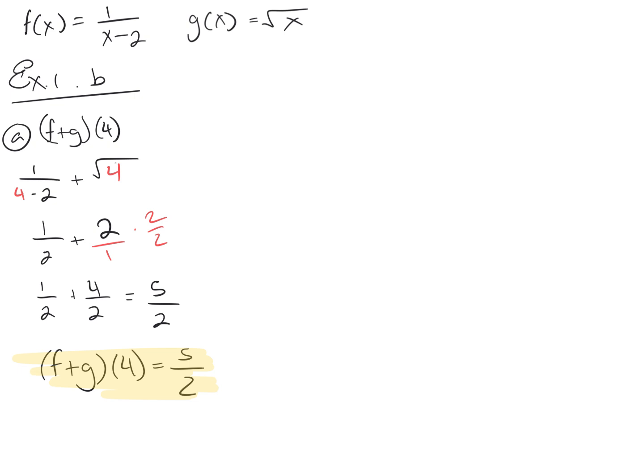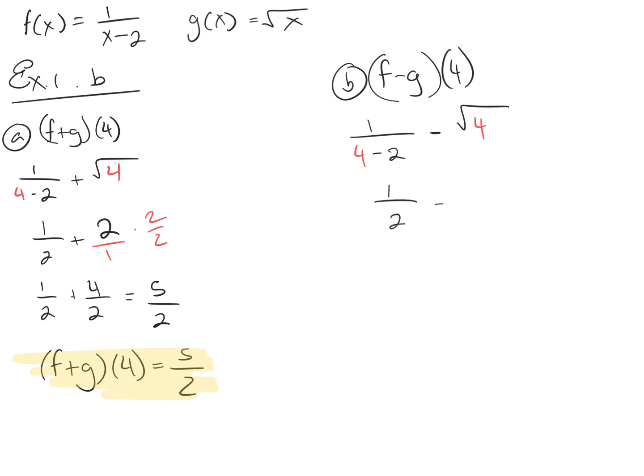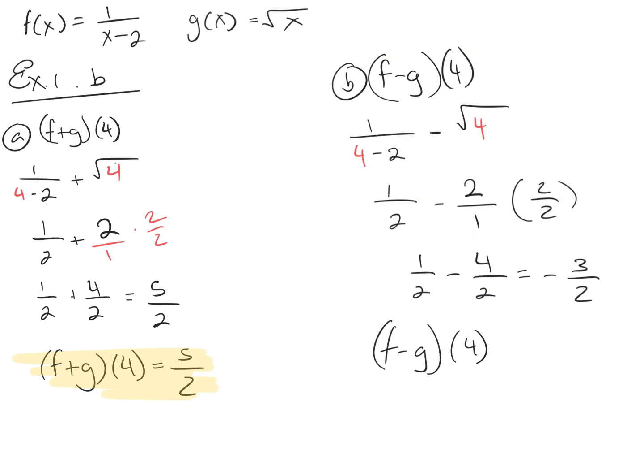Now for B, they're asking for f minus g of 4. So I'm going to do 1 over x minus 2 minus root x. But again, anytime there's an x, I will plug in, in this case, the 4, because that is the number that they're asking us to use. It's going to be, again, a half minus 2. So this will become a half minus 4 over 2. So we end up with negative 3 over 2. Just to write it in the full format, it's going to be f minus g of 4 is going to equal negative 3 over 2.